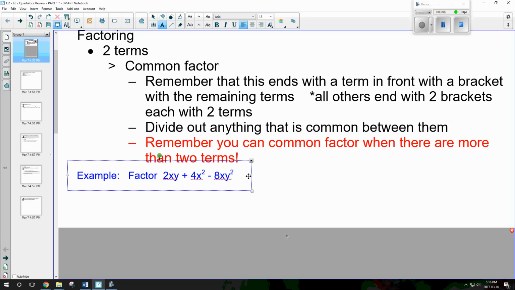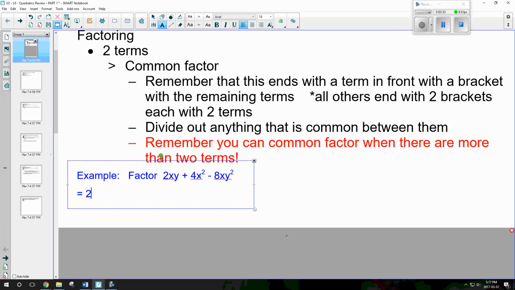It doesn't have the standard form of ax squared plus bx plus c, so we can't do any of our trinomial factoring. So the only other option we have when it looks like something like this is to do common factoring. So we want to look at what is our common factor that we can pull out of this equation. So we look at our numbers first. The biggest number that we can divide out of each of those is a 2. Then we look at our variables. Which variables can we take out?